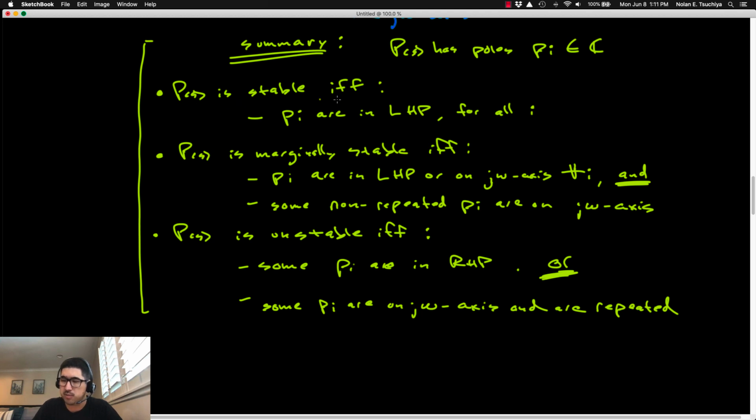The transfer function P is stable if and only if all the poles are in the left half plane, right? So p_i is in the left half plane for all i. As long as all the poles are in the left half plane, the system is guaranteed to be stable.